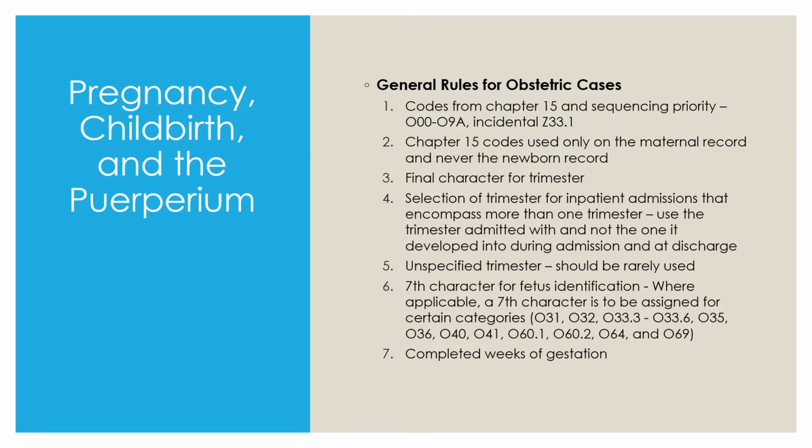Additional codes from other chapters may be used in conjunction with chapter 15 codes to further specify conditions. Should the provider document that the pregnancy is incidental to the encounter, then you'll use code Z33.1, pregnant state incidental, in place of a chapter 15 code. It is the provider's responsibility to state that the condition being treated is not affecting the pregnancy.